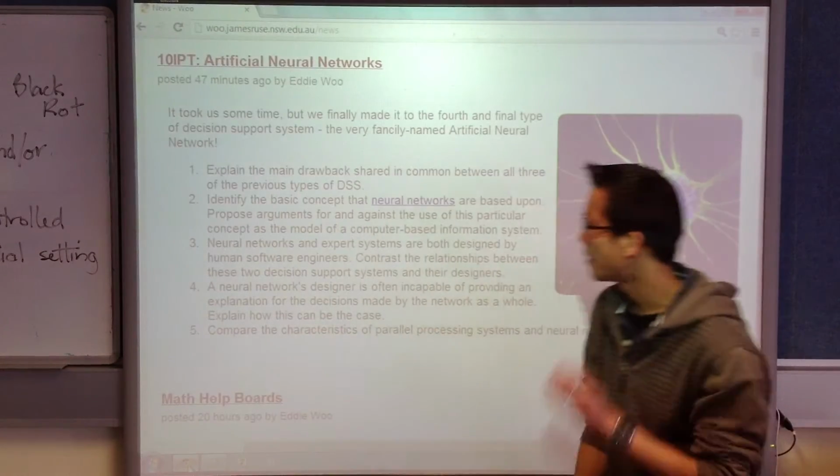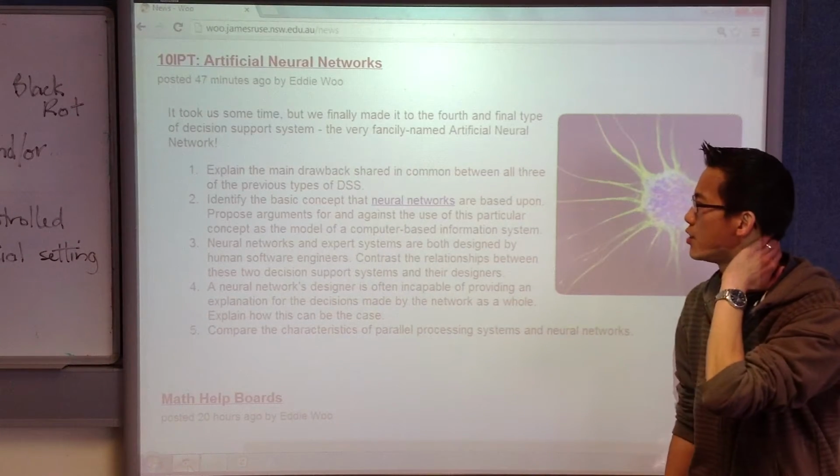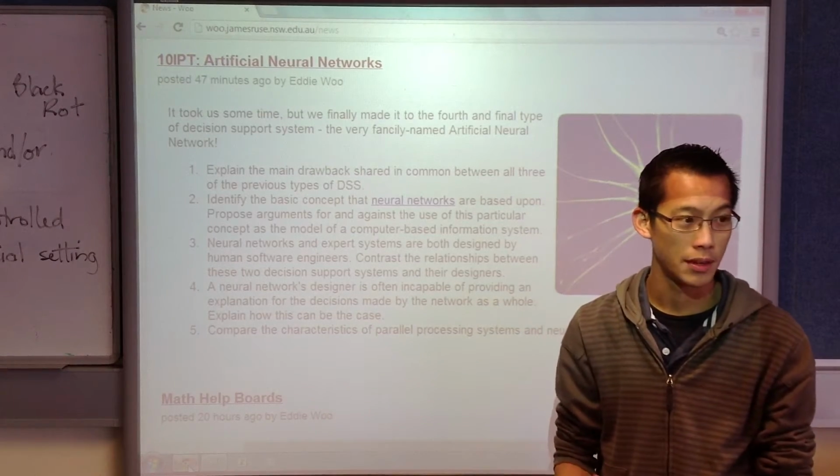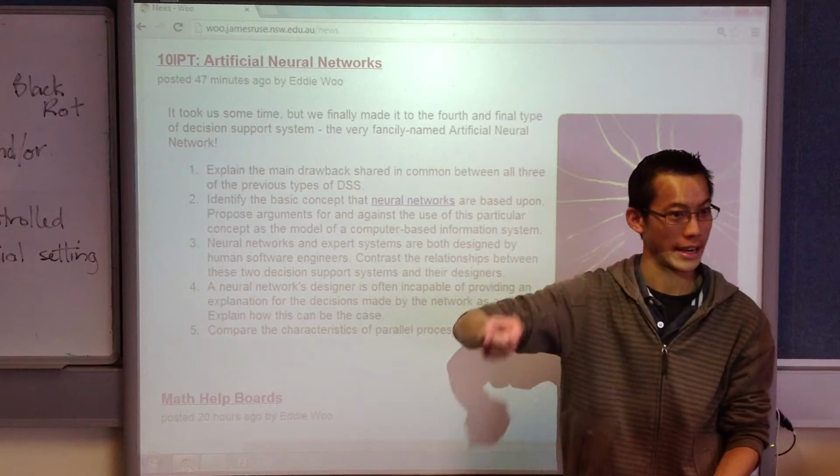Alright, now, let's come back. Propose arguments for and against the use of this particular concept. So I just gave you some, right? The length of time it takes to develop, because it just has to go through and try again, okay?